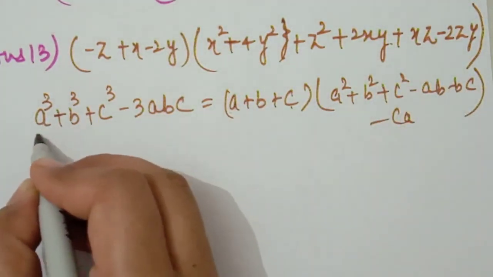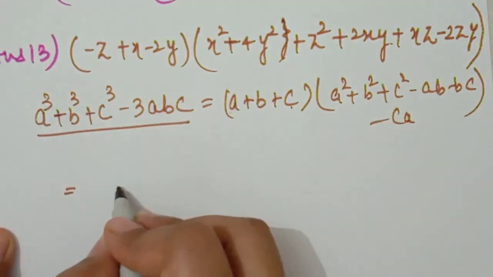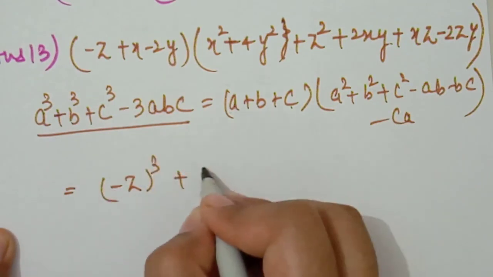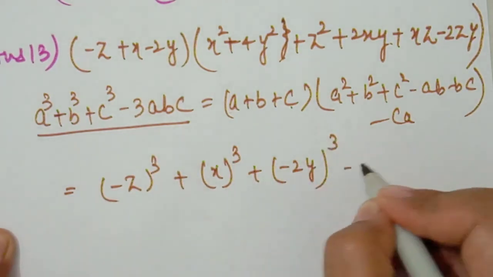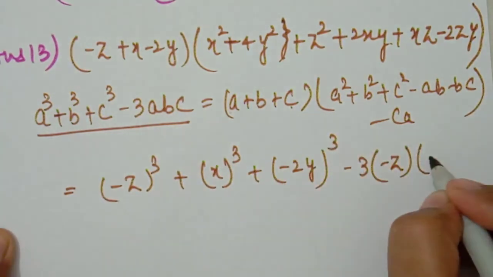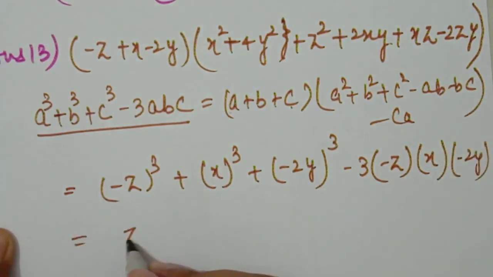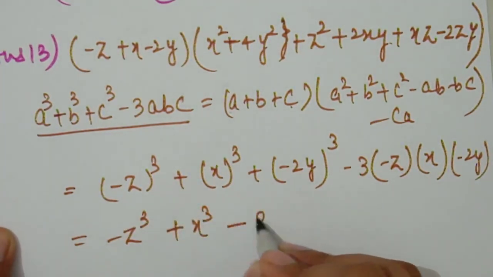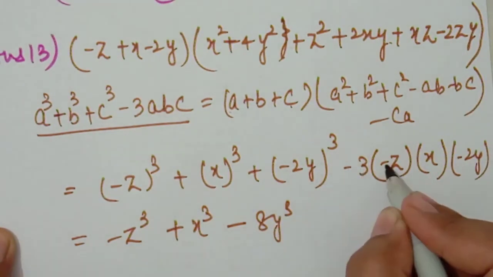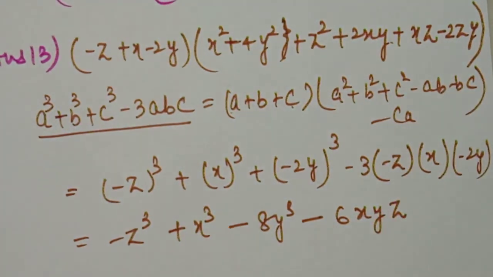So we put it in and then multiply. It is the multiplication of these two brackets. So a cube plus b cube plus c cube minus 3abc. It is minus z cube plus x cube minus 8y cube, then minus minus plus, plus minus minus, 3 2s are 6xyz. This is your answer.